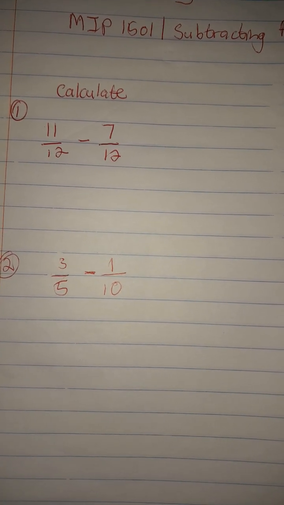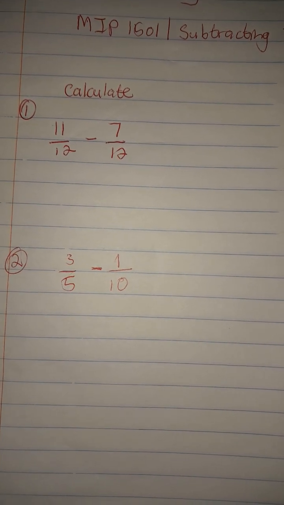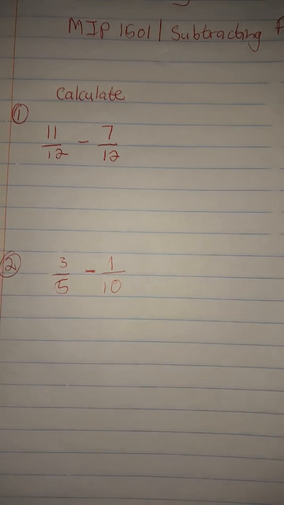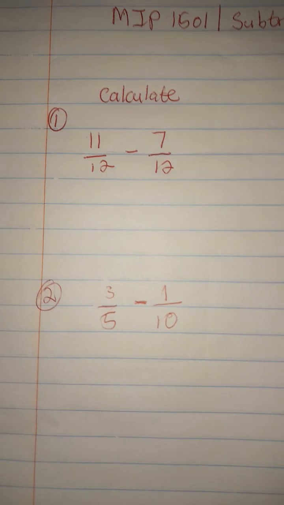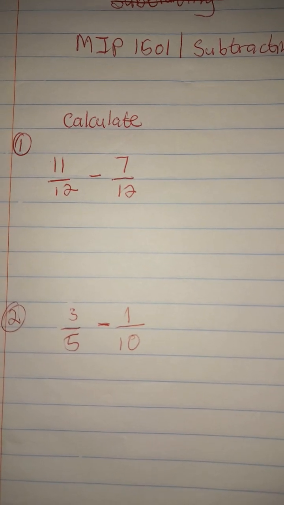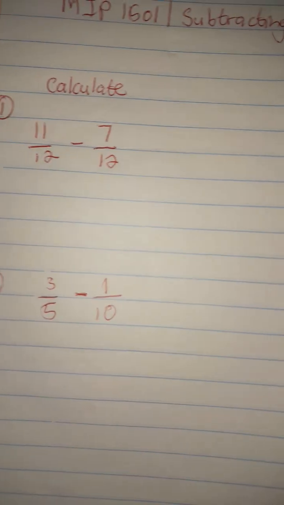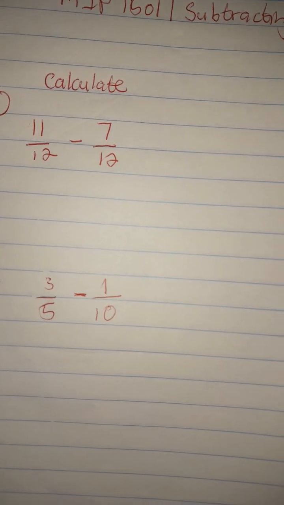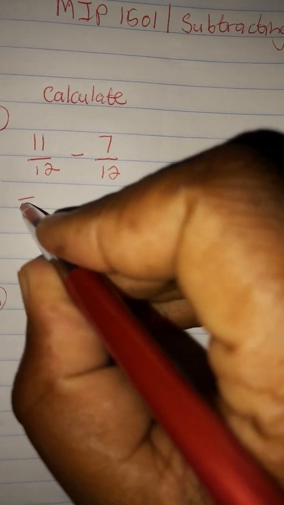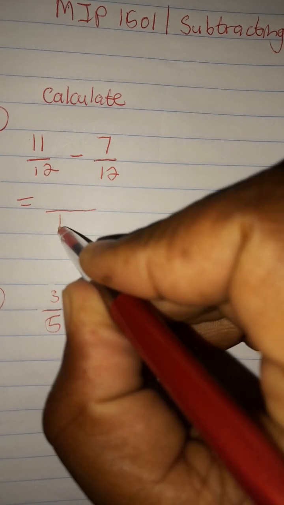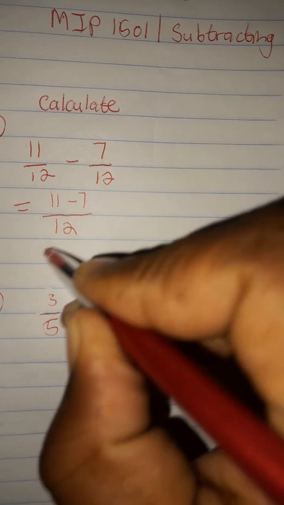The first fraction that they can ask you in MIP 1501 is a fraction that has the same denominator. When it has the same denominator, you subtract the numerators. So let's see what we are going to do. We take one denominator, which is 12, and then it's going to be 11 minus 7.